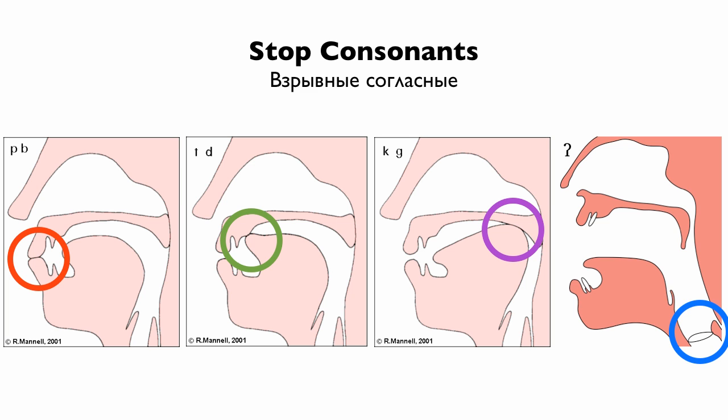Repeat the following words and notice how the airflow completely ceases when we pronounce the stop consonants. We can feel this by placing our hand close to our lips. Notice how the speed of the air coming out of the mouth is different for each sound, and how it completely stops for the stop consonants.